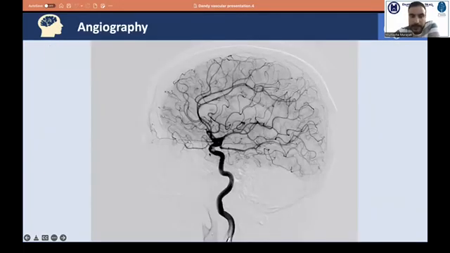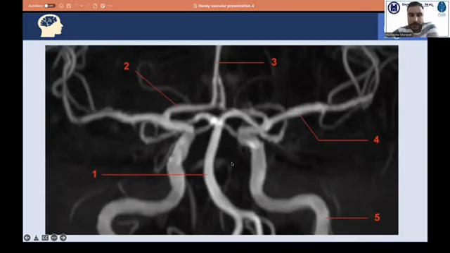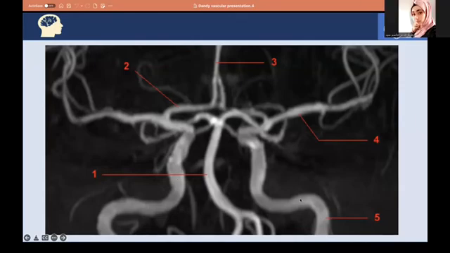So this was the lateral view. Now this is a more zoomed picture, angiography. Anyone can name the number 5 structure? We have 2 of it. This is on the left, this is on the right. Two vertebral arteries.